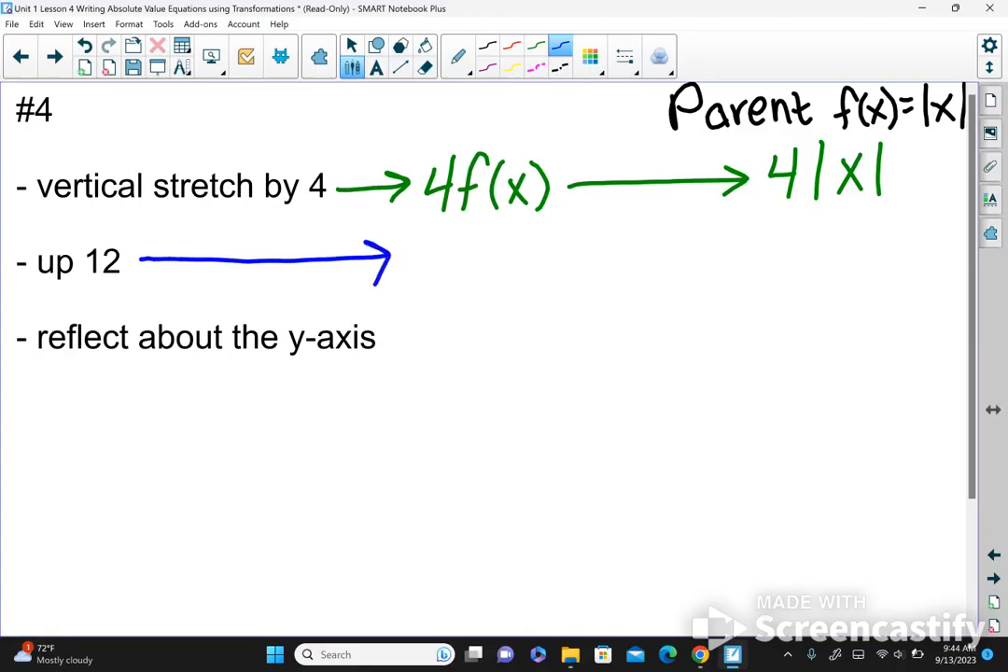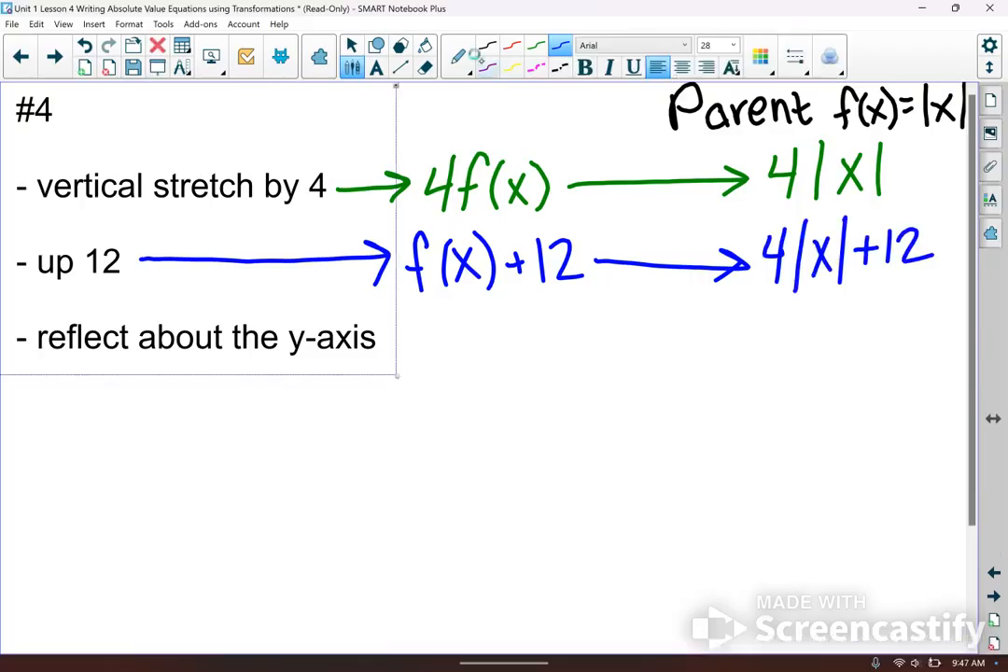Up 12 notationally is f of x plus 12, adding 12 on the outside. That says to us, take your function f of x, which is 4 times the absolute value of x, and add 12 on the outside. So we would just simply put plus 12 at the end of this.